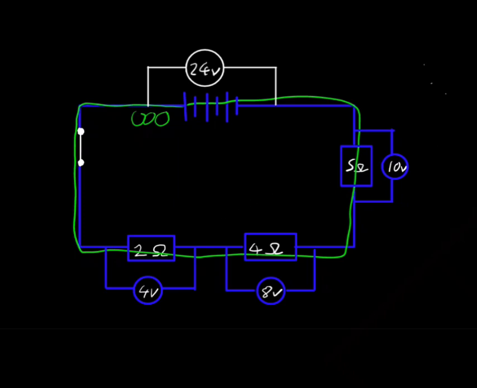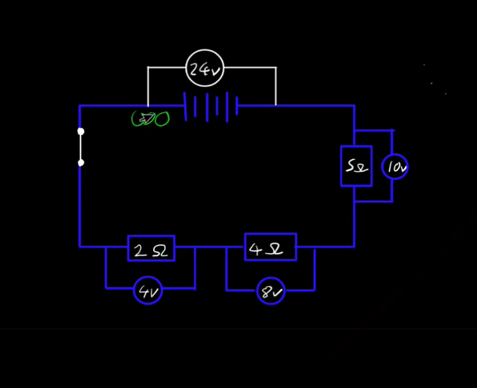Now, for these particles to move around the circuit, they actually need energy. The energy is supplied by the battery, right? So the battery will supply these particles 24 volts. EMF is the total voltage supplied by the battery. So the battery will supply 24 volts to these particles, and then they will move around. When they get here, 4 volts will be taken, then when they get here, 8 volts will be taken, and then when they get here, 10 volts will be taken. Then by the time they reach the battery, they've got no energy.